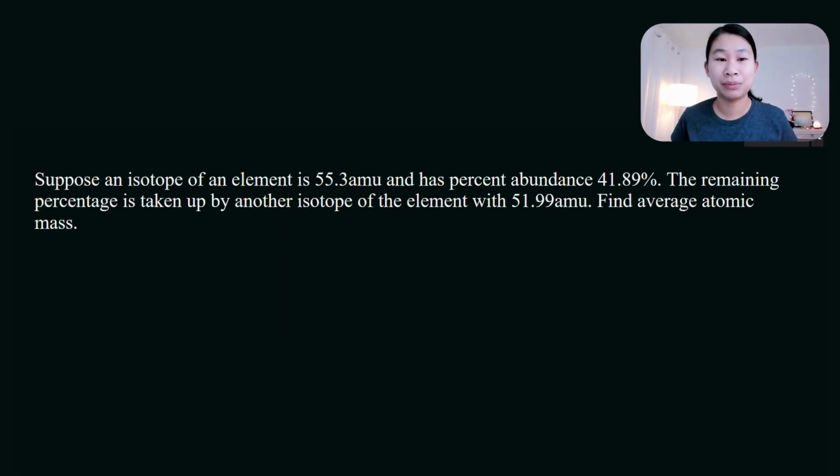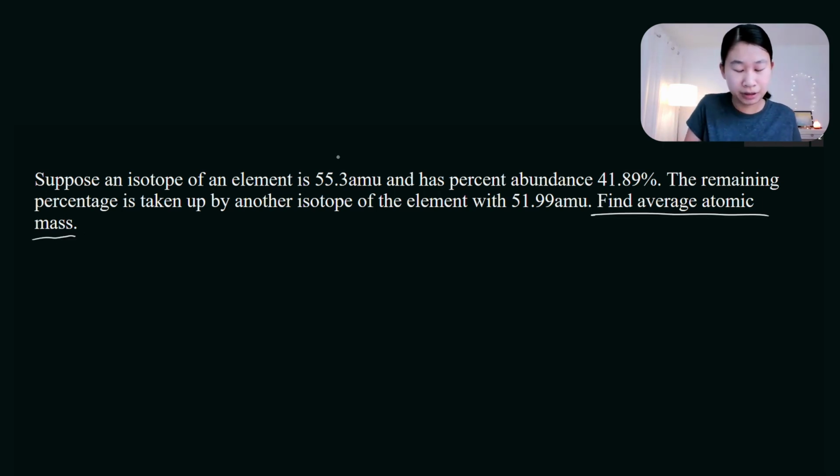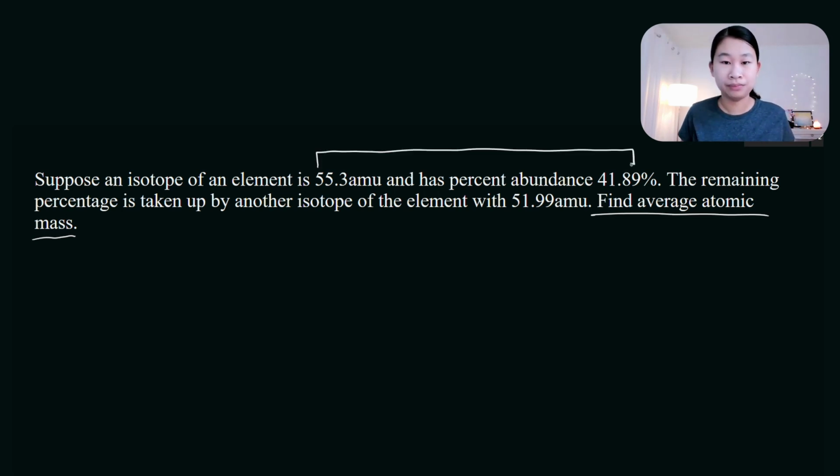Here we have our first example, and we want to find average atomic mass. And so I'm just going to use the equation from above. I'm going to focus on one isotope at a time. So here I have my first isotope, all right? And so I should multiply the percentage times the mass of that isotope. So we can even call this isotope 1.